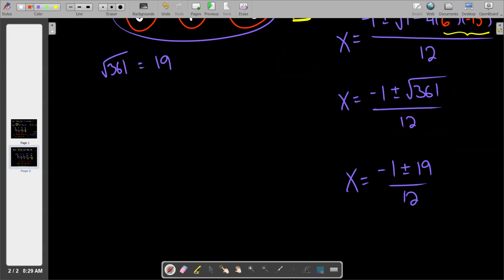The first path has a name. His name is plus. What's -1 plus 19? So one of our answers is 18 over 12, which if we divide both by 6 is 3 over 2. The other answer is obtained by taking the other road, the minus road. What's -1 minus 19? So one of our answers is -20 over 12. Divide those both by 4, what do you get? -5 over 3.